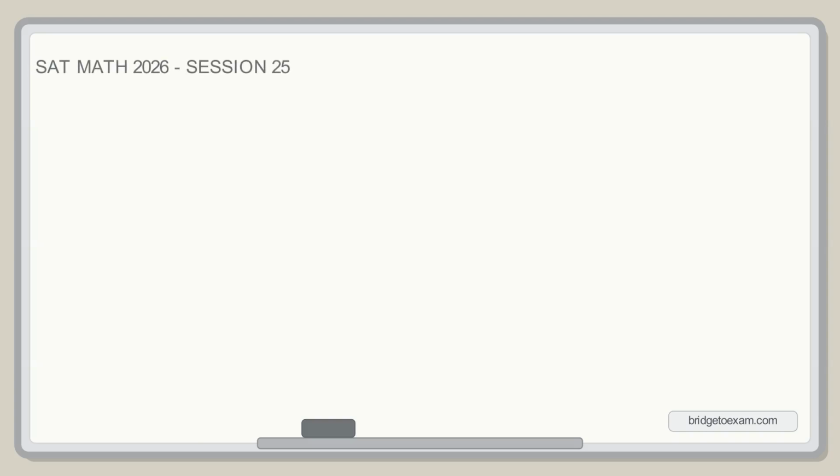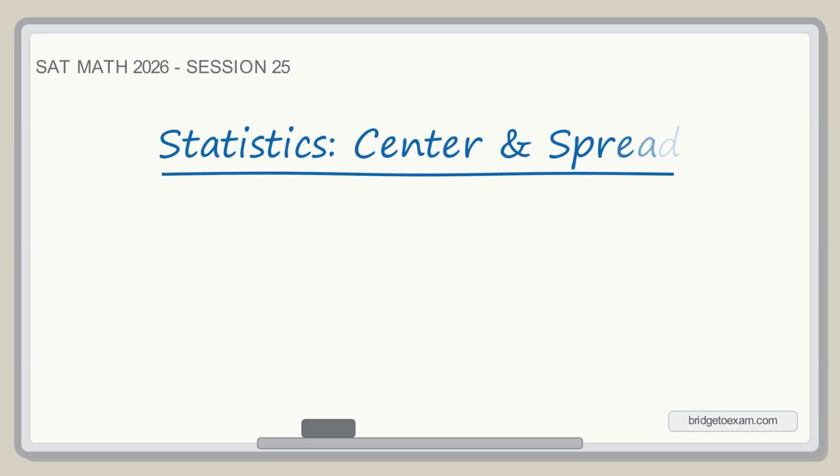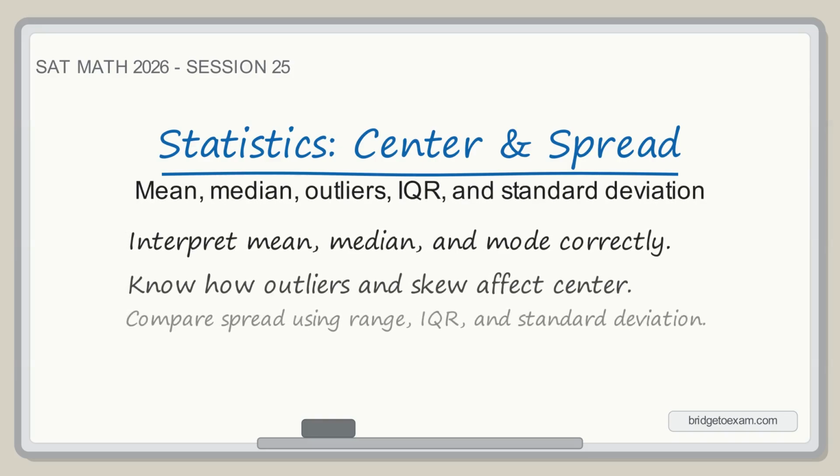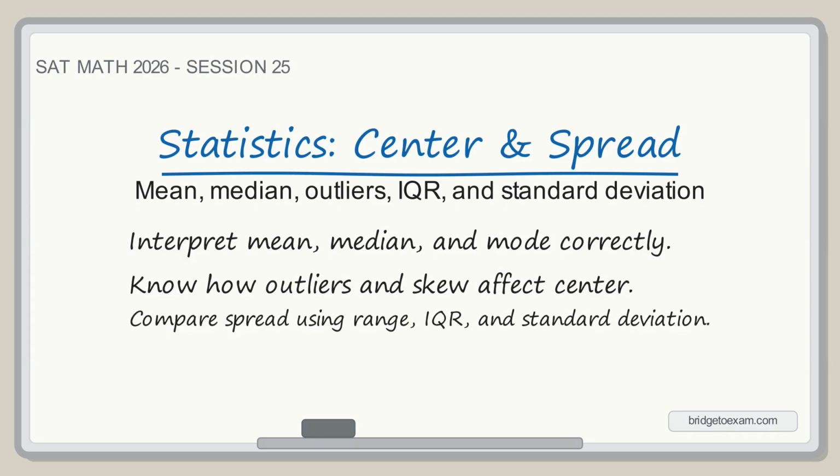Welcome to Session 25. Statistics questions test how well you reason with data. Today we compare measures of center, measures of spread, skew, outliers, and transformation rules.